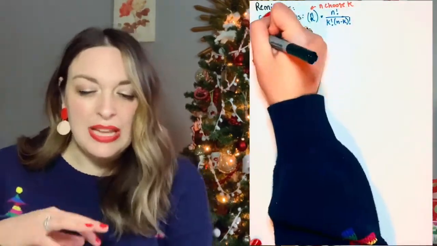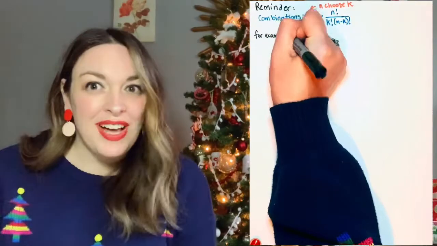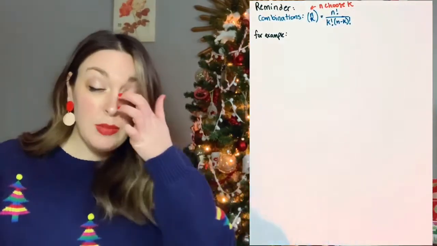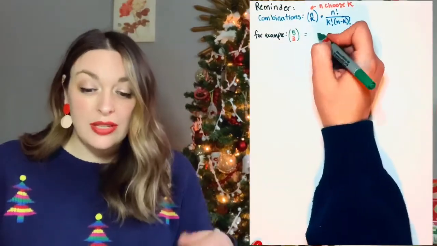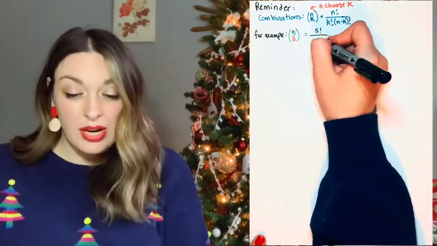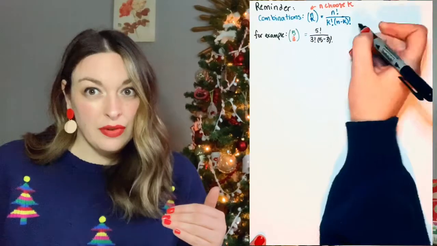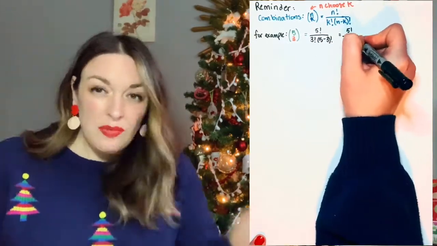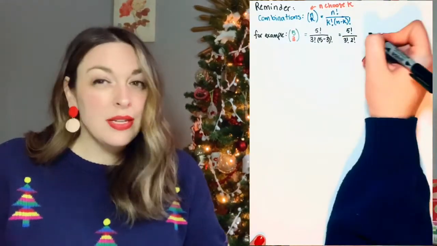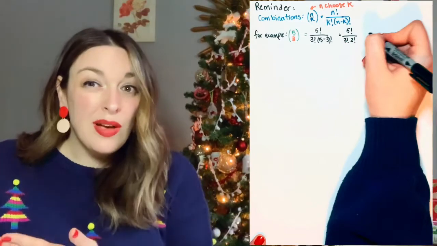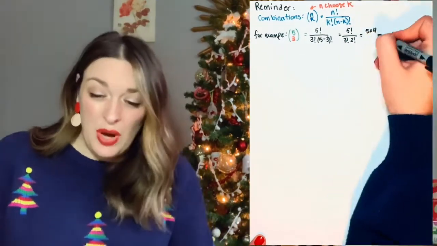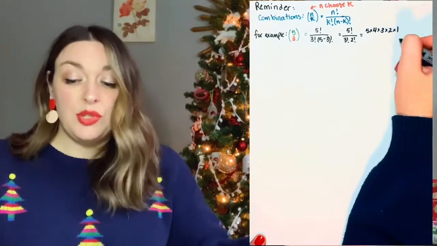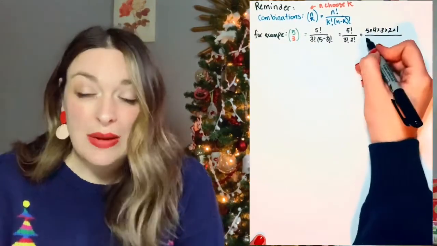Okay, let's just do an example really quick. So say I have 5 choose 3. Well, that's going to be 5 factorial because it's in the place of n, over 3 factorial times 5 minus 3 factorial, which is 5 factorial over 3 factorial times 2 factorial. So remember, how to find a factorial is multiply that number by every number lower than it until you get to 1. So 5 factorial is 5 times 4 times 3 times 2 times 1. 3 factorial is 3 times 2 times 1, and 2 factorial is 2 times 1.